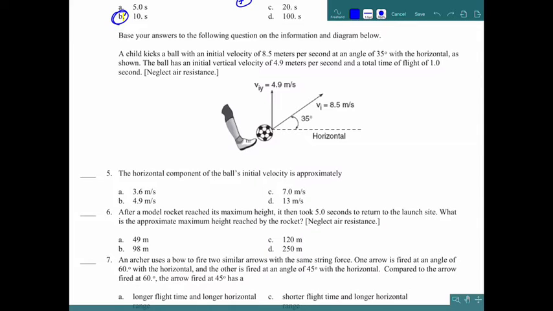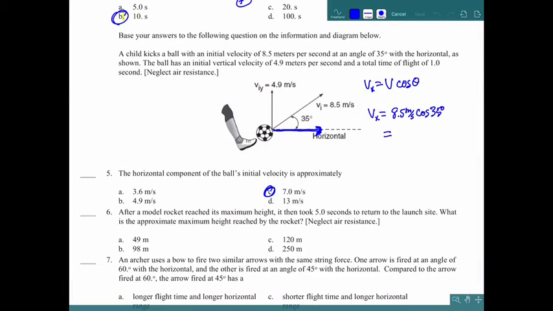Well, there's a lot going on here, and all we have to realize is that the horizontal component of the ball's initial velocity is just this value right here, Vx. And Vx can be calculated from V times the cosine of theta. So Vx is going to be 8.5 meters per second times the cosine of 35 degrees. And that will give us 6.9 meters per second, which is 7 is the closest, so that's going to be our answer.